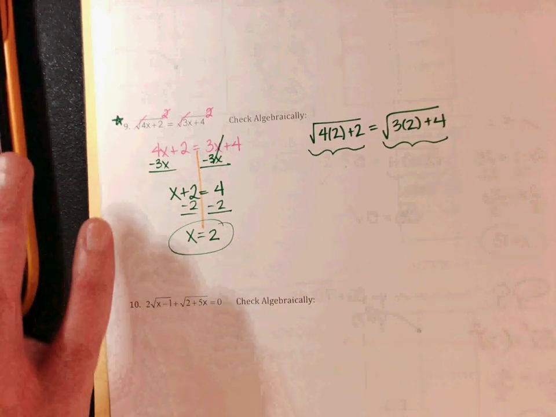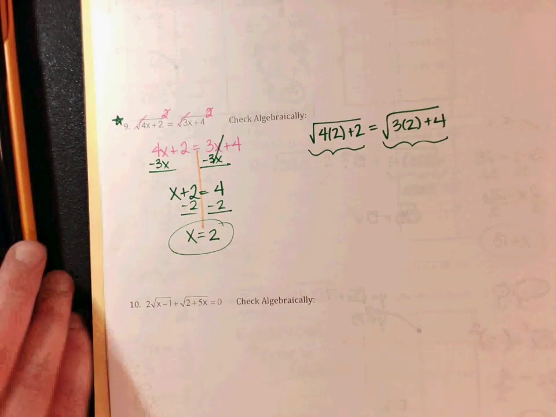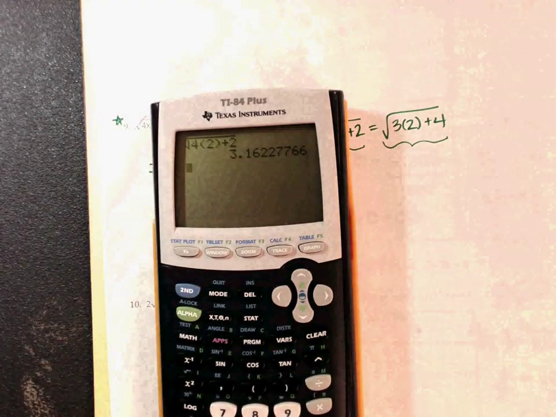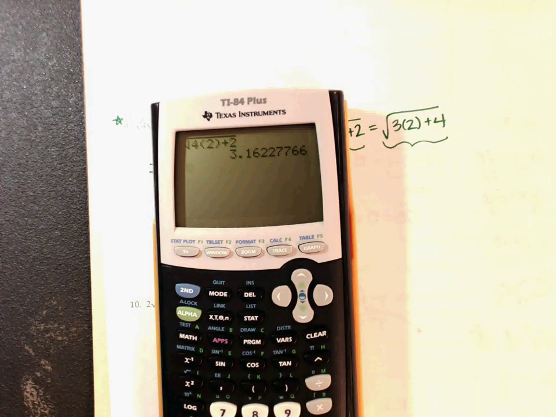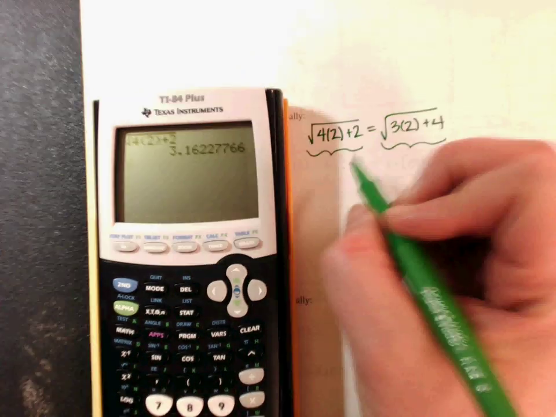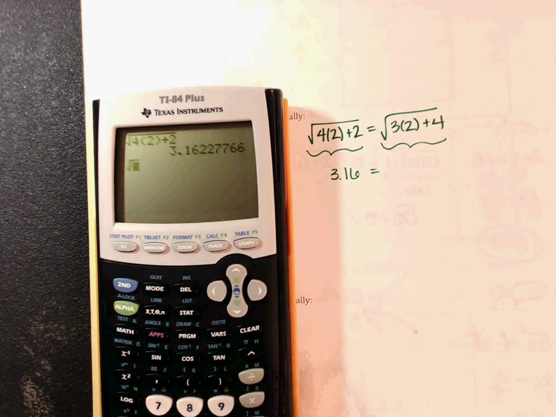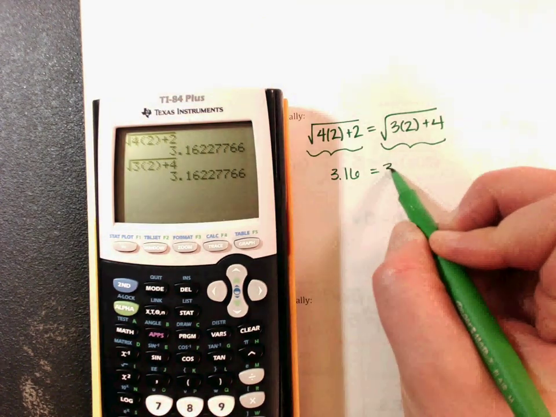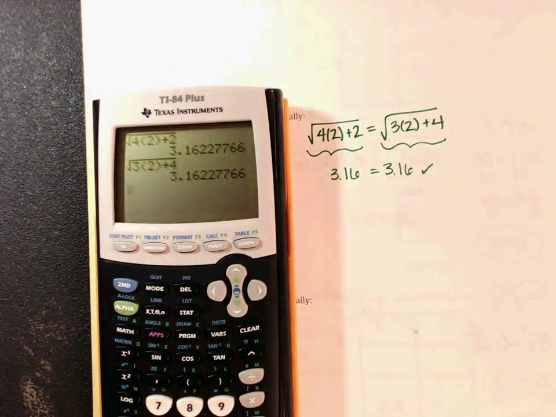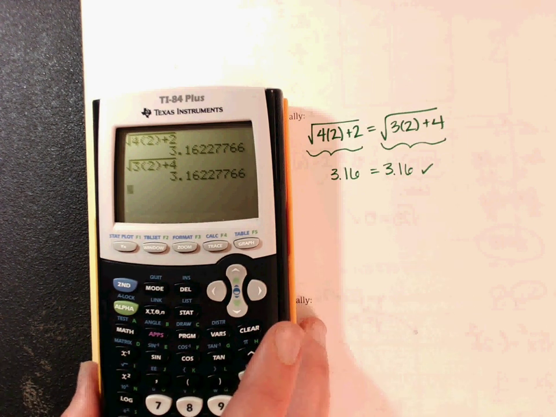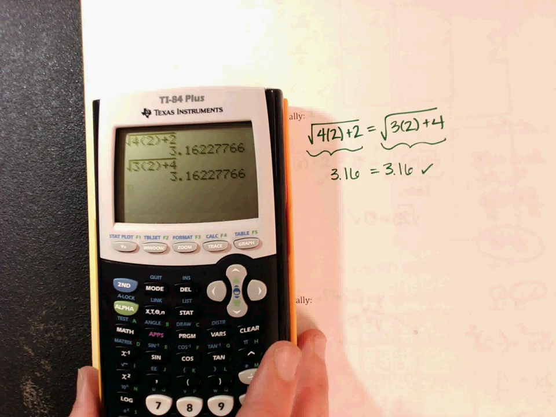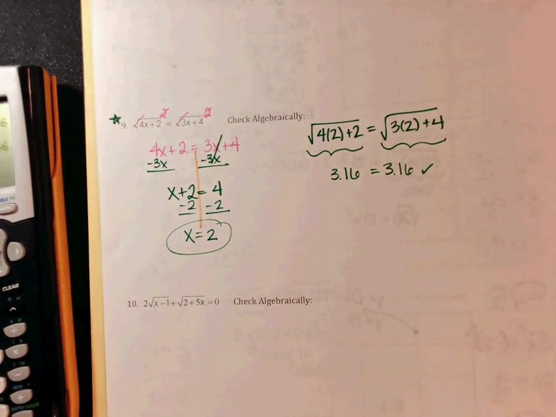So square root of 4 times 2 plus 2, what does the left side come out to be? 3.1622, that's this left side here, equals. Then the other side, square root of 3 times 2 plus 4, comes out to be the same. Check. So we know that that's good. It's not extraneous, it's the real solution. I'd like for you to give number 8 a shot next, please.